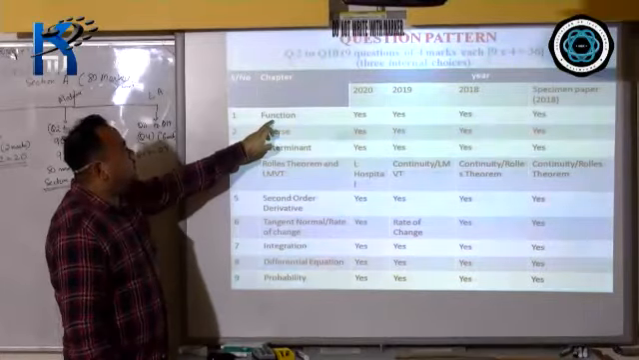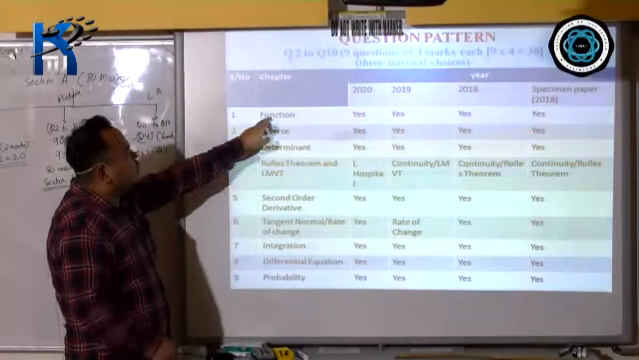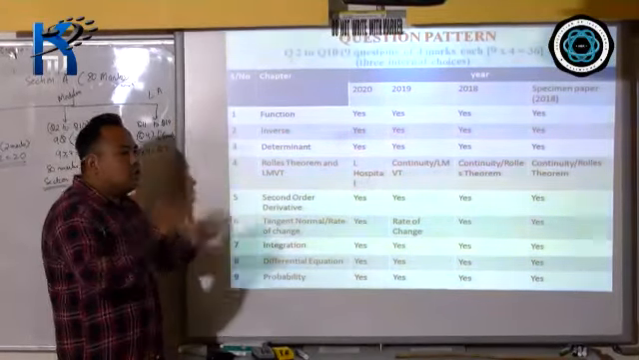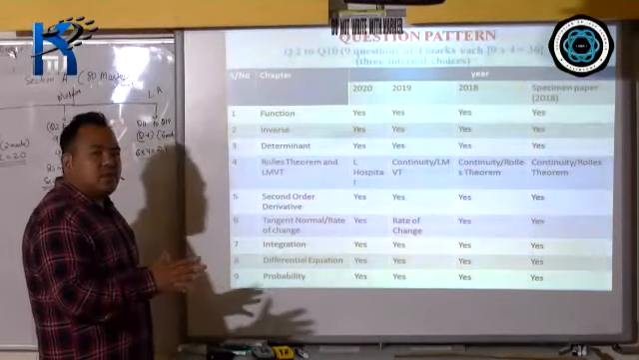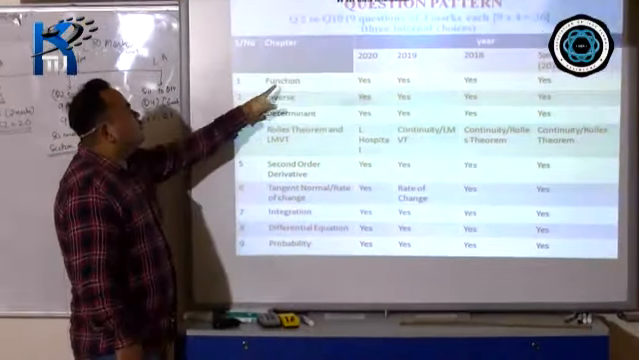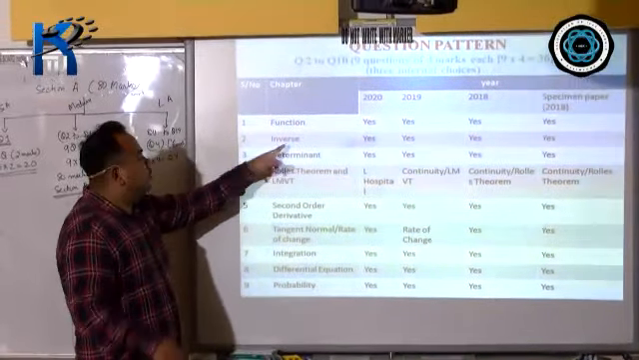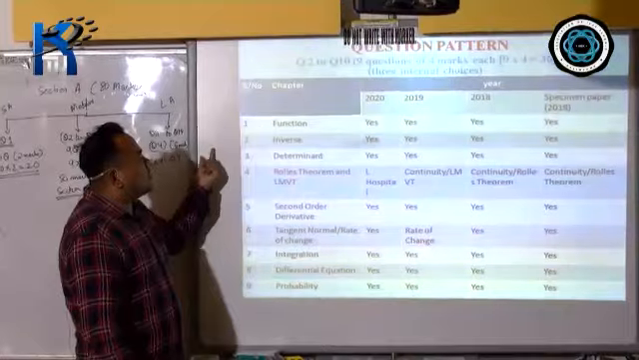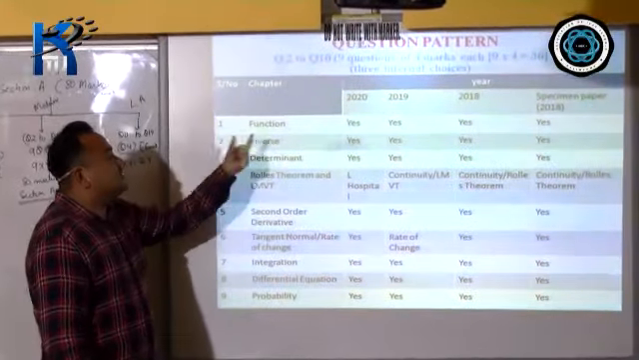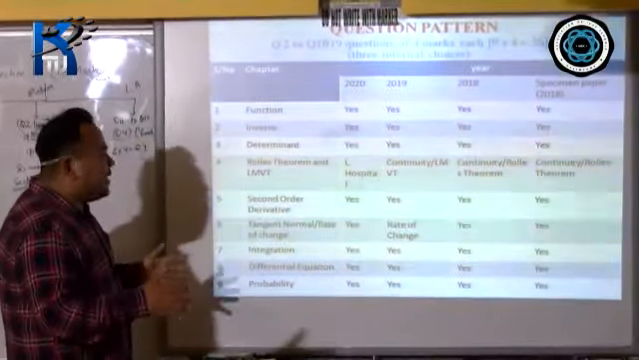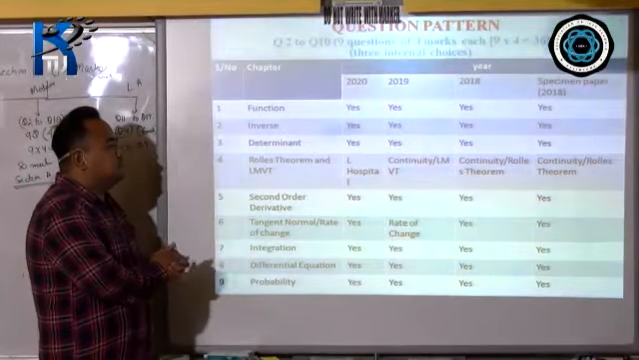For example, look at this function we saw for 4 marks, we saw the function for 2 marks. So your objective is to cover all the questions that can come for 2 and 4 marks. That's it. Similarly for inverse, you saw 2 questions, 1 for 2 marks, 1 for 4 marks. So total 6 marks. That way if you plan properly, then you'll have no problem.